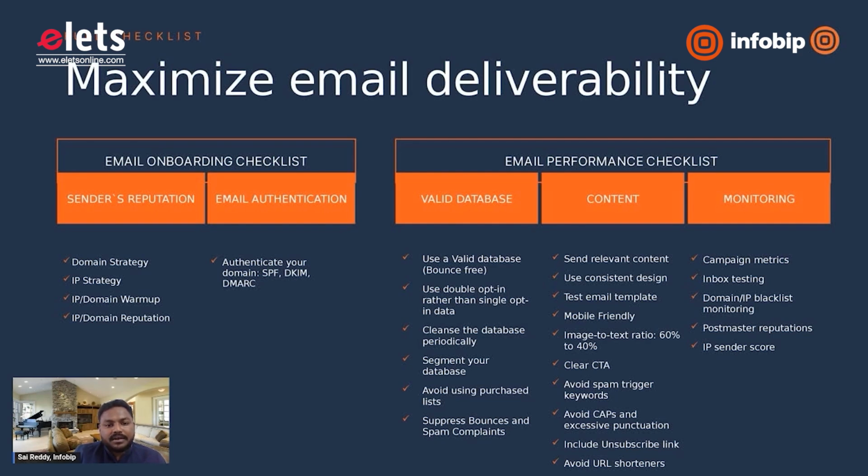Next thing is monitoring. Like I said, metrics are the main thing. This is what gives you the insights into how exactly the campaigns are performing. Focus on campaign metrics, do inbox testing regularly, check the domain and IP blacklisting, use the postmaster services to understand the ISP level reputations, and use the IP sender score to analyze your IP score.